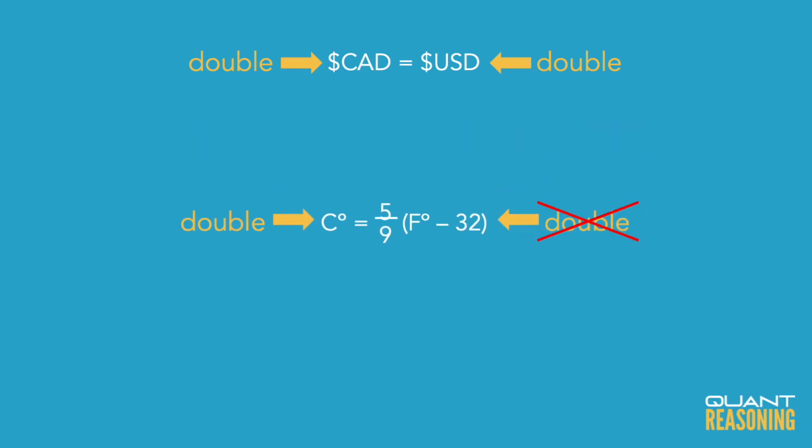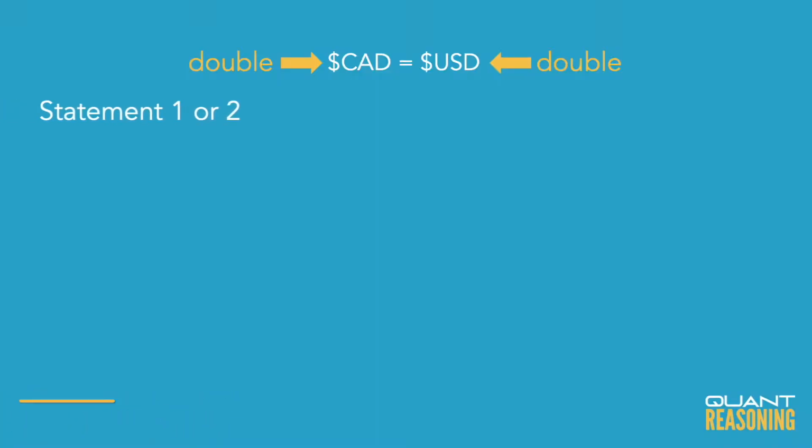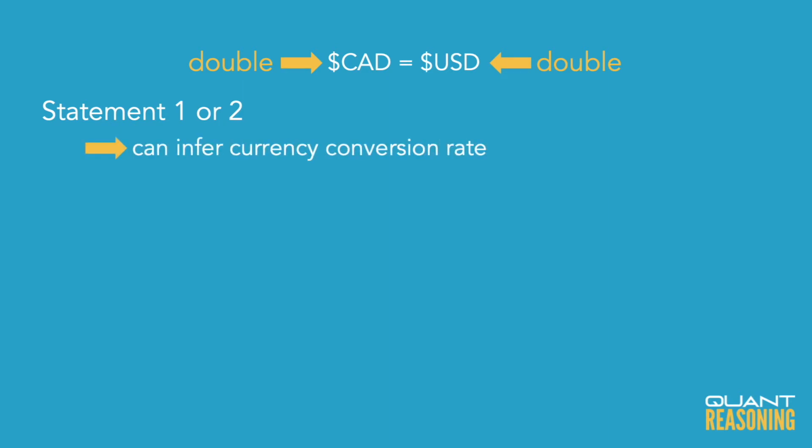But with currencies, it makes sense that if I have twice as much money in one currency, then I would also have twice as much money in the other currency. And if we understand that, then we should be able to just see that each statement is sufficient on its own, because from either of those statements, we could infer the currency conversion rate, whatever that is, and then use that to solve the question.